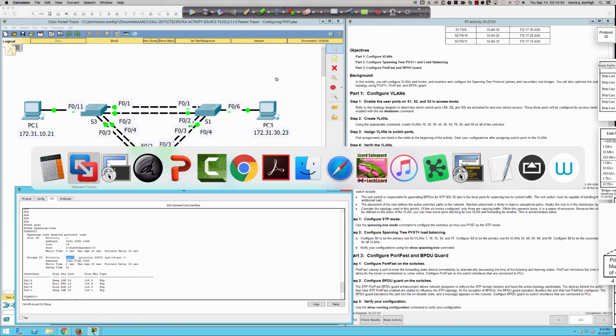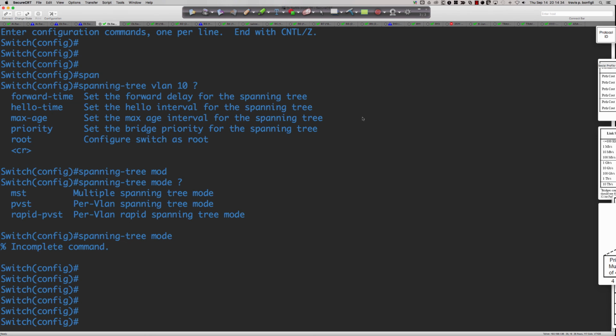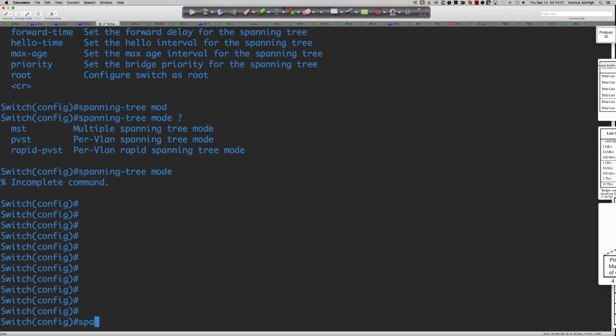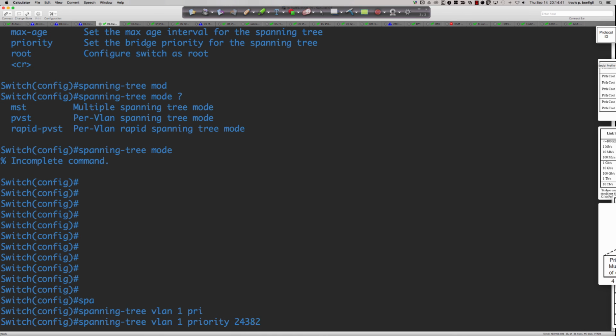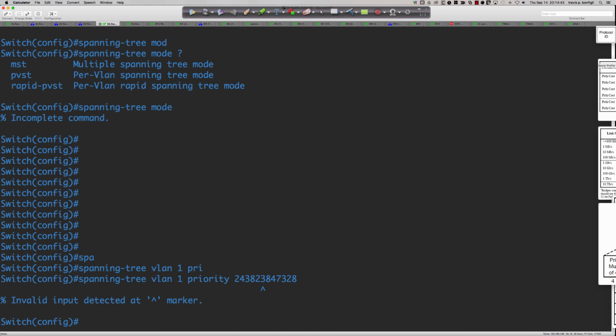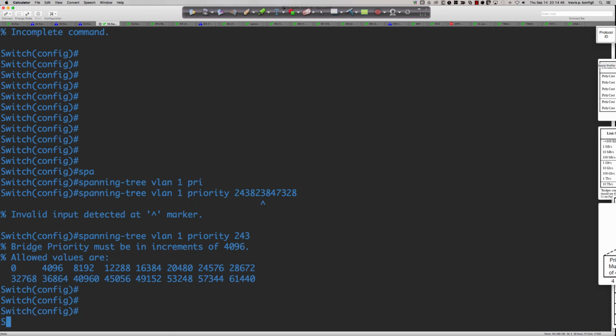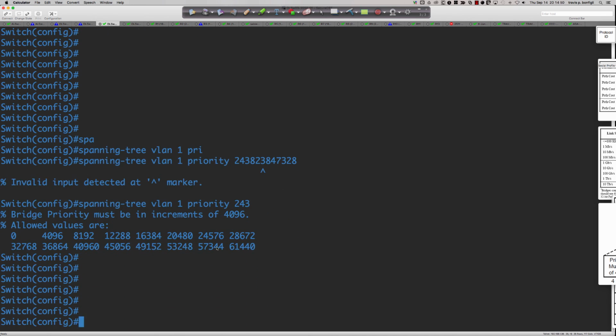And here's another way you can do that, and this is the quick way. If you're in the command line, the quick and dirty way is to say spanning-tree vlan 1 priority, and then put in a bogus number. Something small and bogus, and this will show you what the valid values are, right?